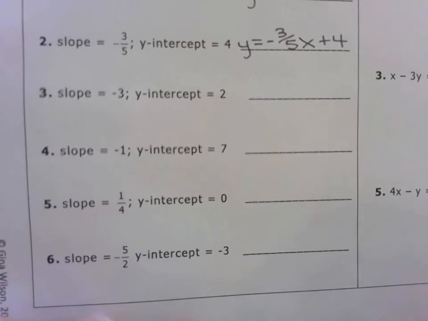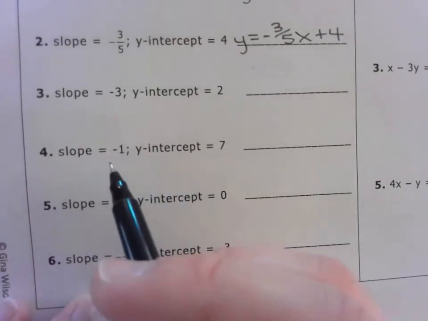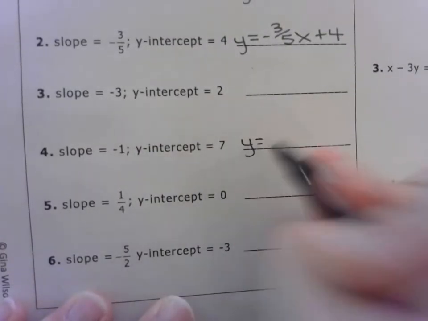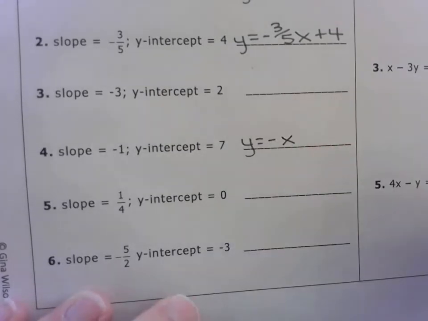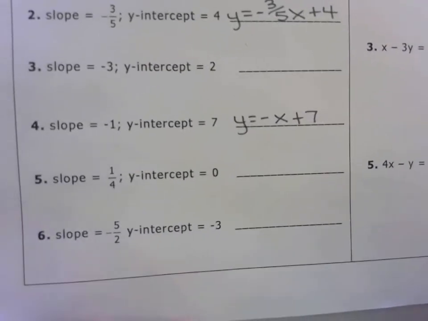If I look at 4 real quick, the slope is negative 1, the y-intercept is 7. It's going to be going downhill because my slope is negative. If I plug those in, it's going to look like what? Y equals negative 1x. You don't really need the 1. So just negative x, keep going, plus 7. That's it. Do not make these harder than they are.